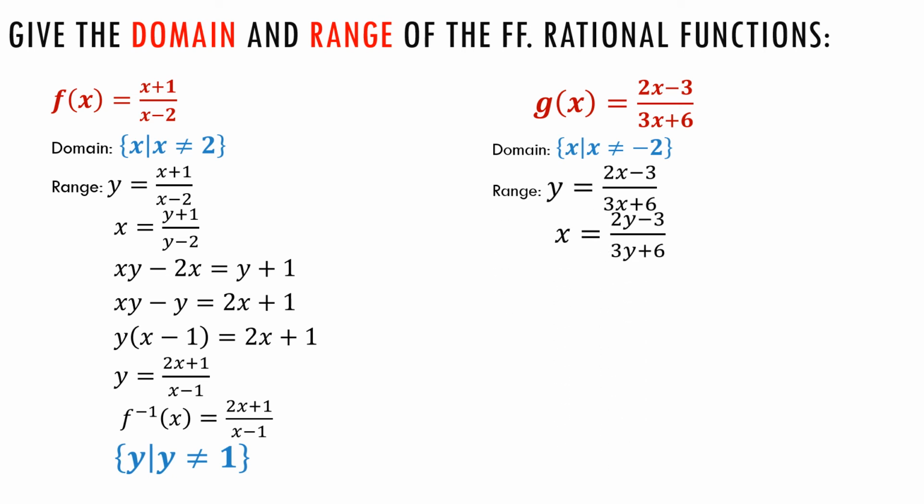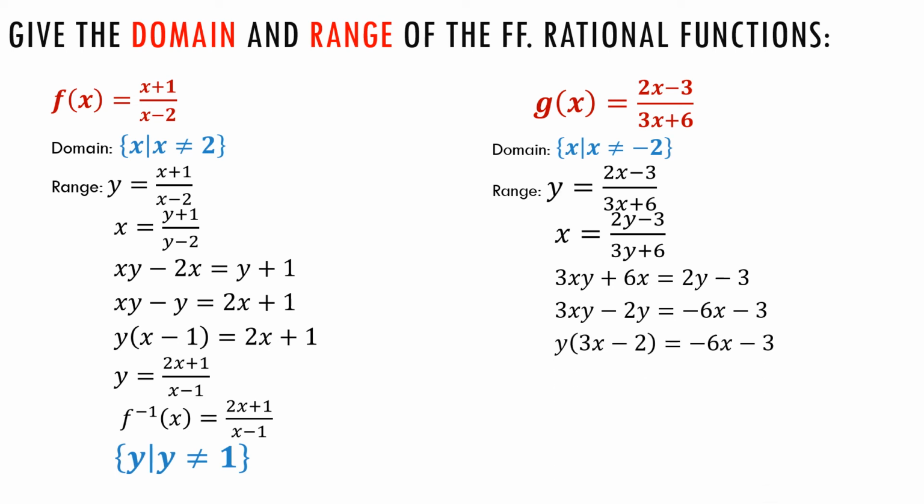Yan. Interchange natin. And then, cross-multiply, magiging 3xy plus 6x equals 2y minus 3. Lahat ng may y variable, ilagay sa isang side. Magiging 3xy minus 2y equals negative 6x minus 3. Factor out ang y. So y times the quantity 3x minus 2 equals negative 6x minus 3. So para y na lang matira, let's divide both sides kung ano yung nasa parenthesis. Okay, so yan na ang ating inverse.